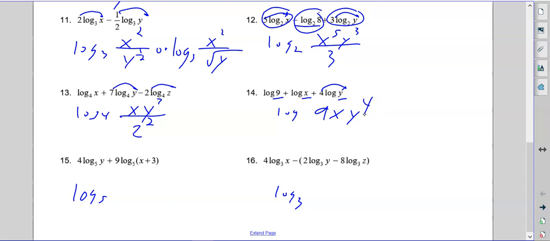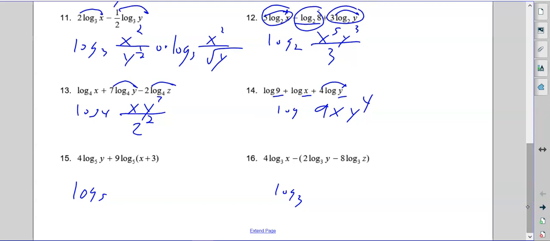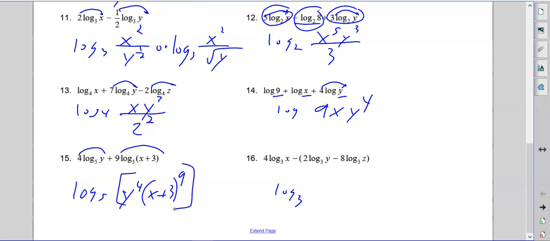Now remember, when we don't have a base number, it's 10. We just don't have to write it. Again, here, this becomes the exponent. That's going to become the exponent. And there's no fraction because there's no subtraction. So we have y to the 4th times x plus 3 to the 9th power. And since there's so much going on, just kind of bracket that off.